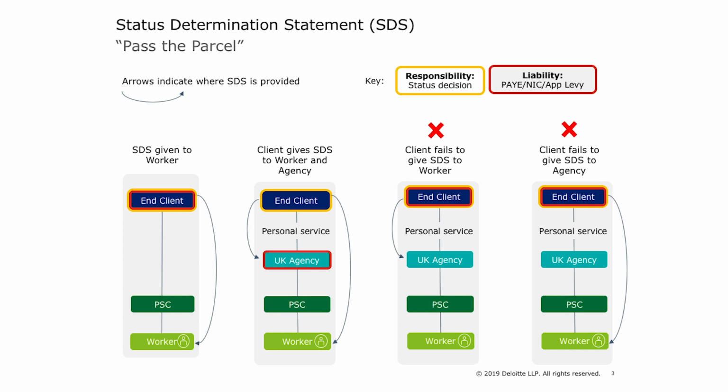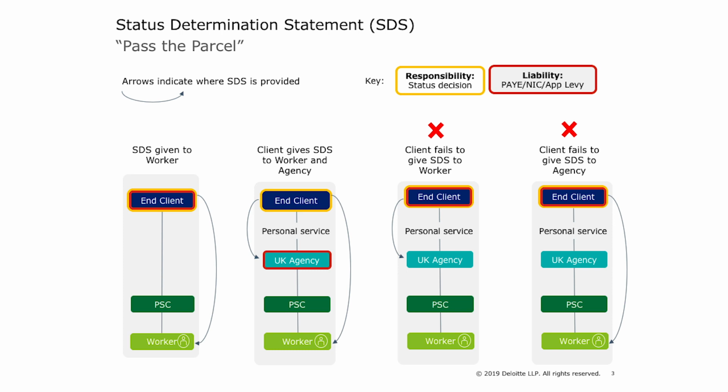On the far left, we can see a simple supply chain where the end client engages a worker through their personal service company. Here, the legislation already requires that the end client both makes the employment status assessment and, if the decision is one of employment, operates pay-as-you-earn. The additional requirement just means that they also have to provide an SDS directly to the worker.